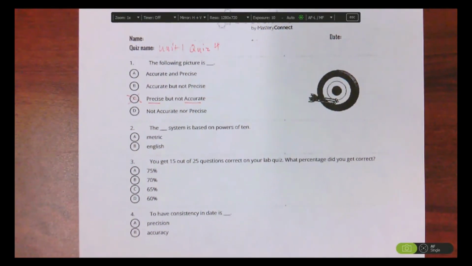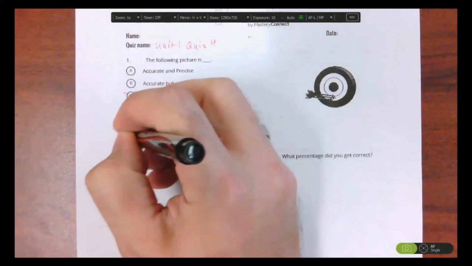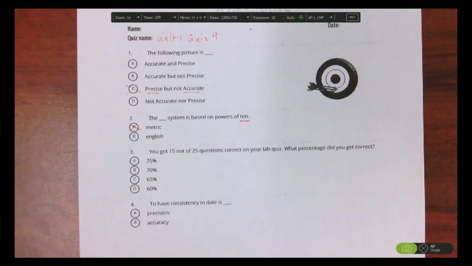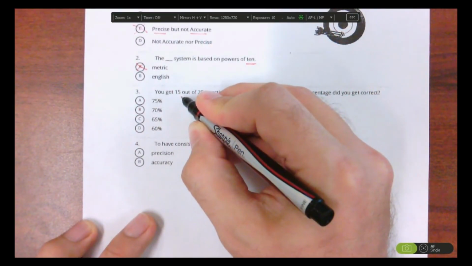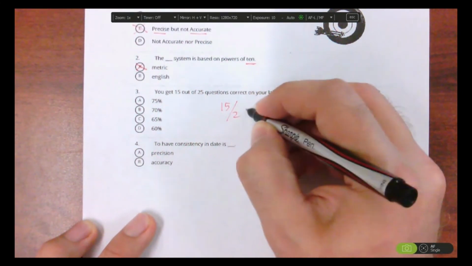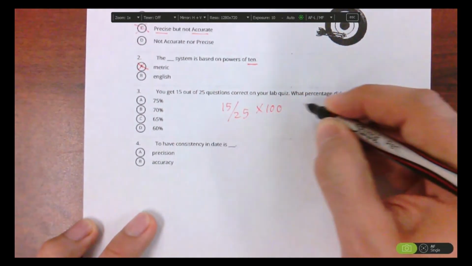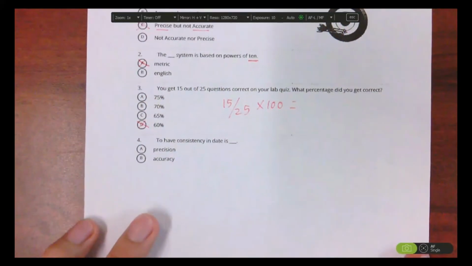Number 2, the blank system is based on powers of 10. That would be the metric. The English system is what we currently use in America, which is not based on 10. It's based on everything else. Number 3, you get 15 out of 25 questions correct on your lab quiz. What percent did you get correct? You got 15 correct. That's not saying how many you missed. You got 15 out of 25 times 100. That's going to give you your percent, which is 60. Did you pass? No, you failed.